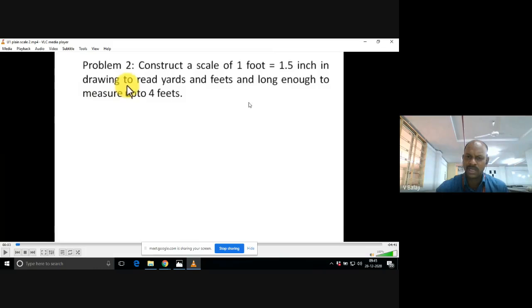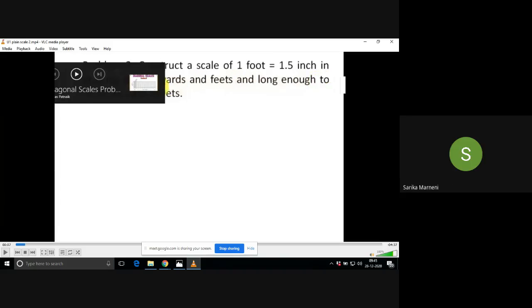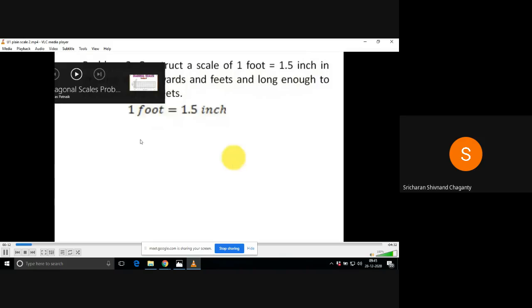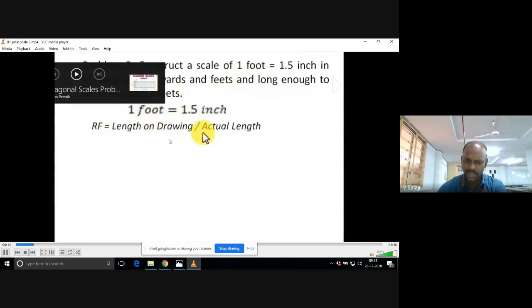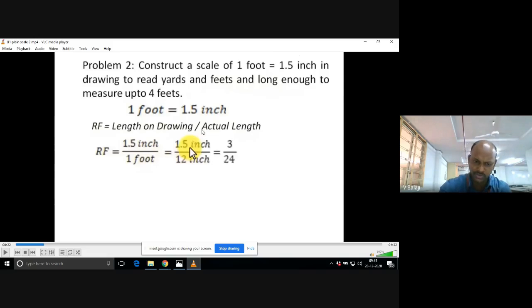So as per our formula, representative fraction, what is the drawing size and what is the actual size? Drawing is 1.5 inch. Actual is 1 foot. So you can write that relation as 1.5 by 1 foot. You can simplify it by converting into the same units. That is important. While calculating RF, you need not simplify this ratio, but you need to simplify the unit system. Inches and foot, you need to convert into the same unit.